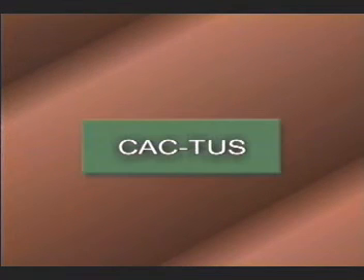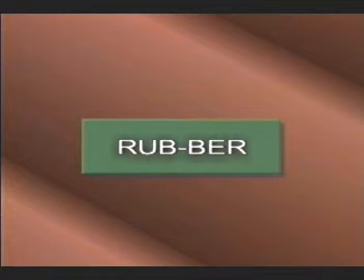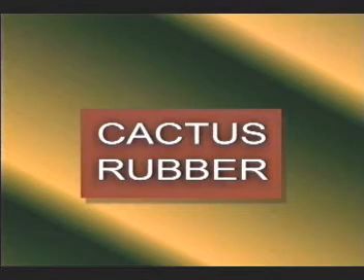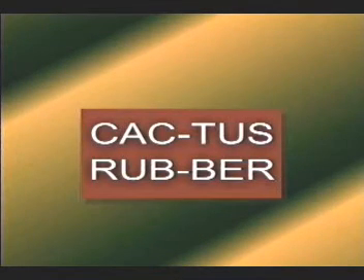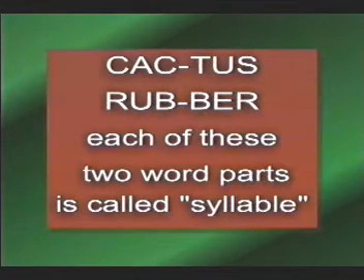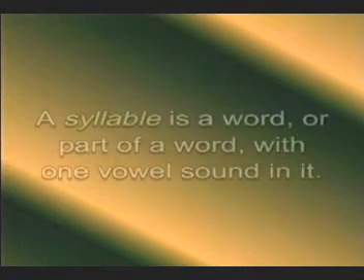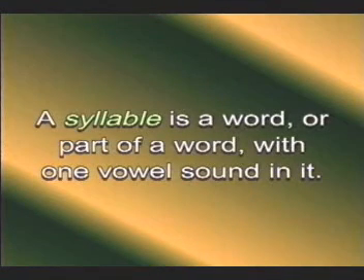Do you hear the two vowel sounds in cactus and rubber? And what else do we see? Right, we see that each of these two words has two parts. Each of these word parts is called a syllable. A syllable is a word or part of a word with one vowel sound.